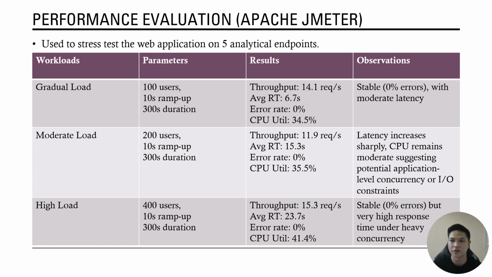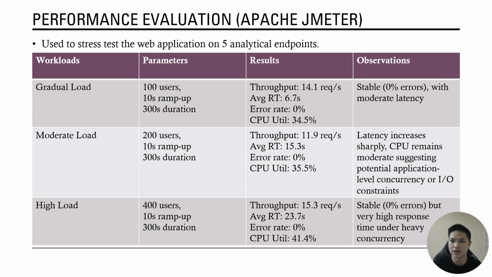That gap suggests performance is not limited by raw CPU, but more likely by application-level concurrency limits, request queuing, or maybe I/O waiting. At 400 users, the system still shows 0% errors, throughput is about 15.3 requests per second, but average response time rises further to 23.7 seconds, and CPU utilization is still only about 41.4%.